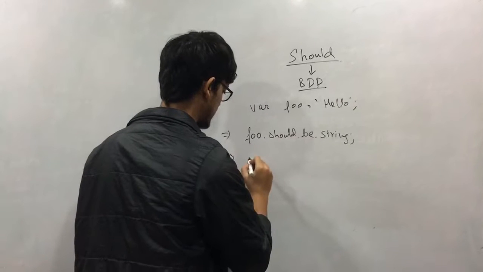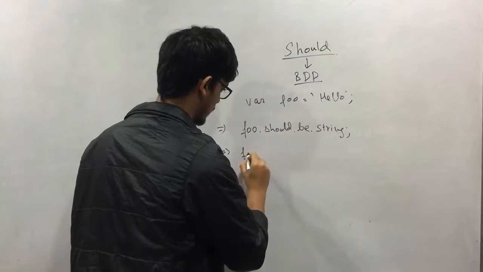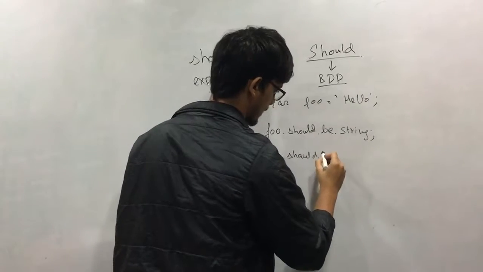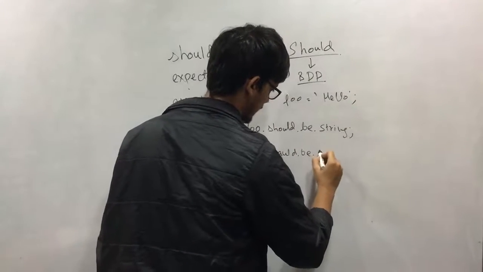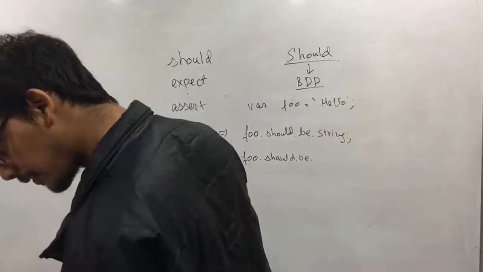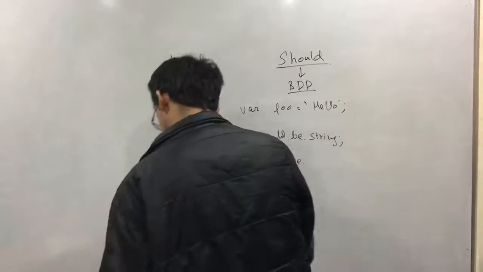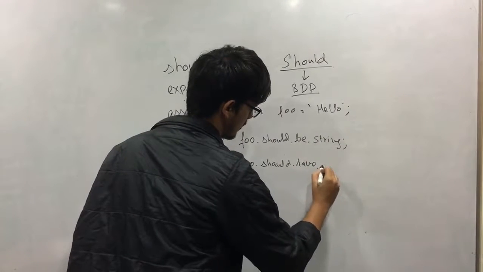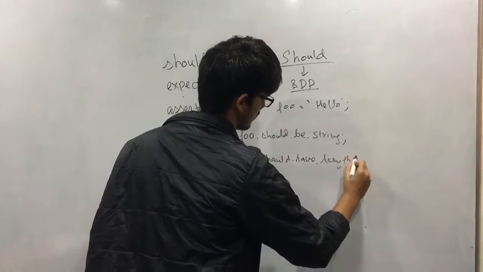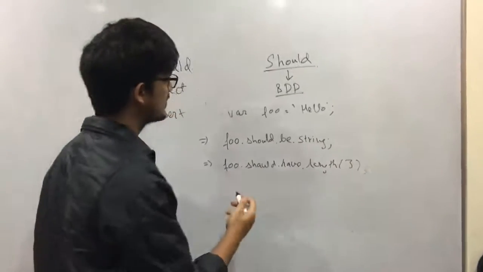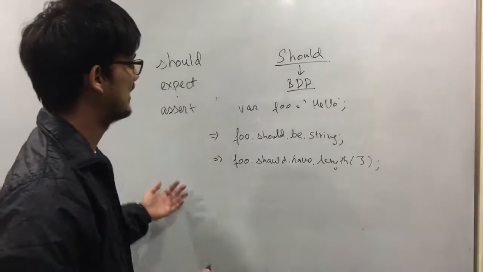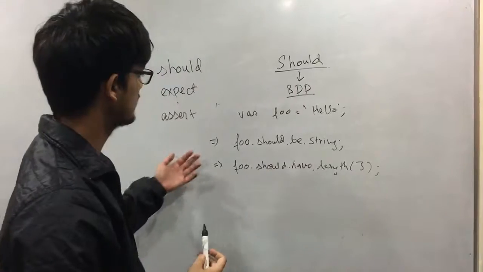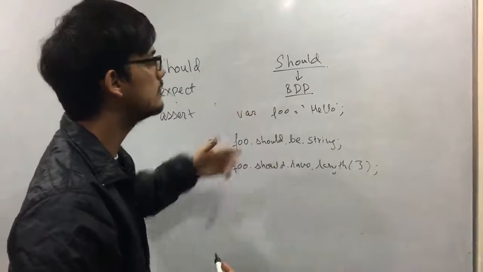And suppose I want to test the length of the string. Foo should have length 3. As you can see, in BDD we are basically writing plain English sentences, and it helps us in asserting certain functions or certain variables.